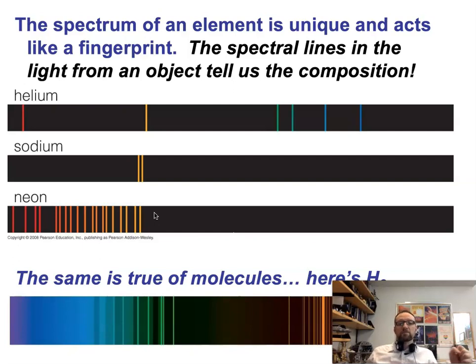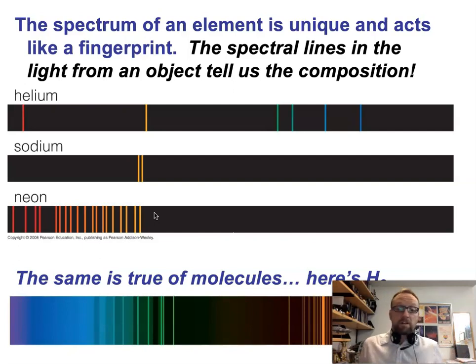You can figure out what gases are in that nebula, even if it's all the way across the galaxy, even if it's in another galaxy. By taking the spectrum of a hot gas and identifying which elements those patterns of lines correspond to, you can figure out what that object is made of. This is how we know what things are made of in the universe.